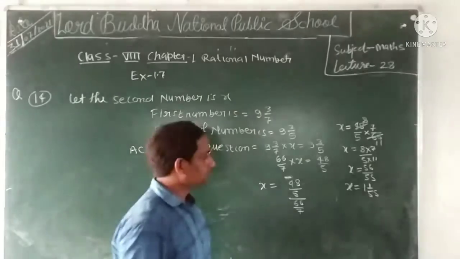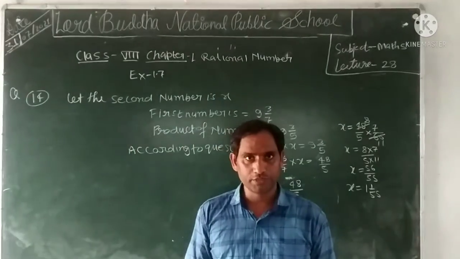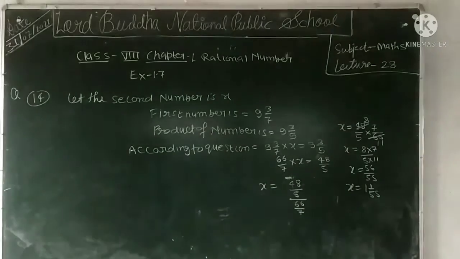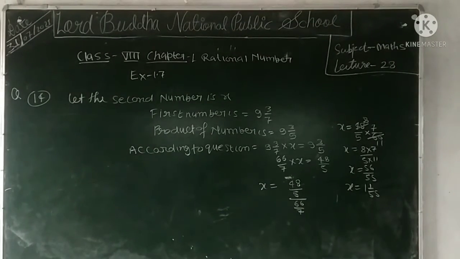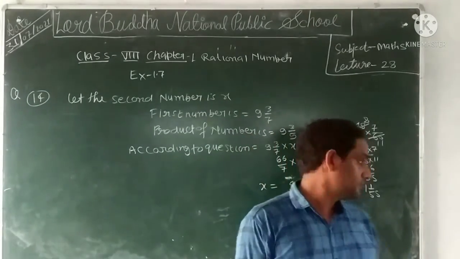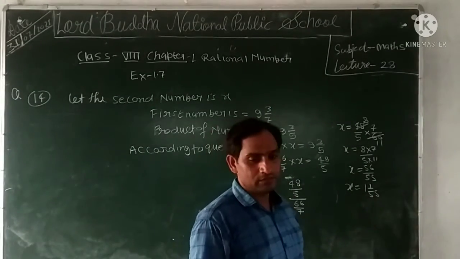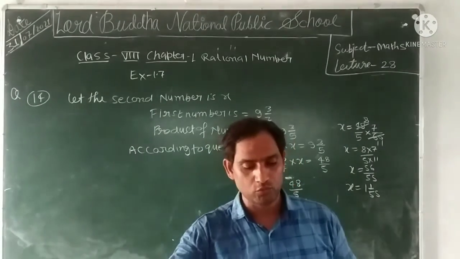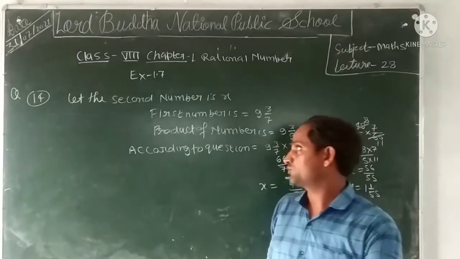This is the second fraction. Okay? Our answer will be: the second fraction is 1 whole 1 upon 55. Okay. Now the next question.